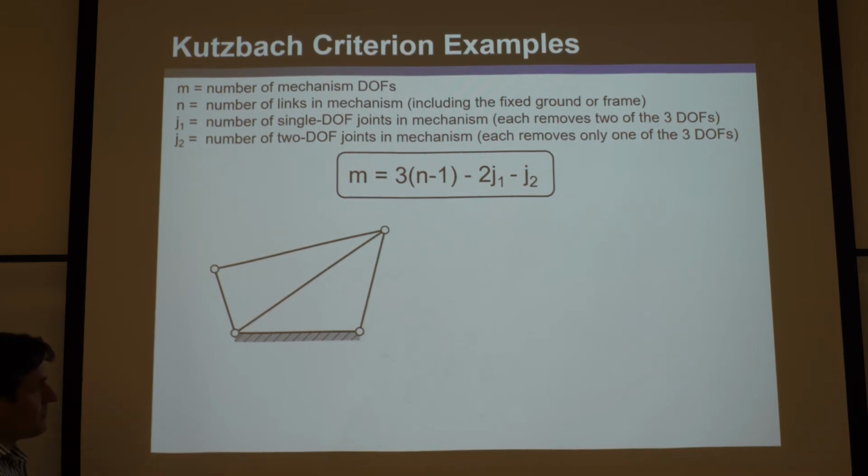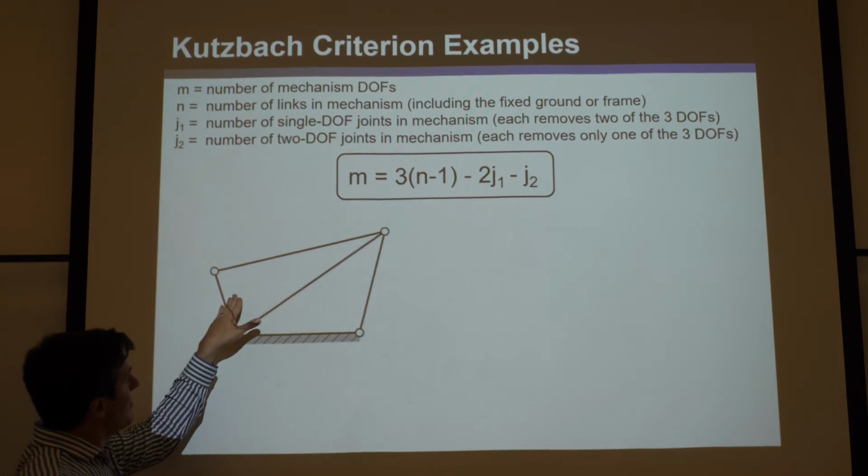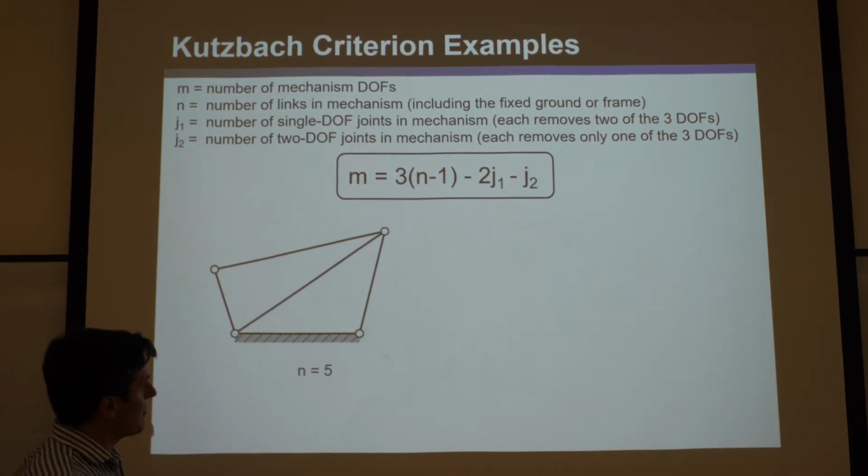So there's a trick in this one. You ask yourself, what's the mobility of this? You could already visualize this like a truss. It's not going to move. But let's pretend you didn't know that, and let's try Kutzbach here. So how big is N? Let's count the links: 1, 2, 3, 4, 5. So N is 5.